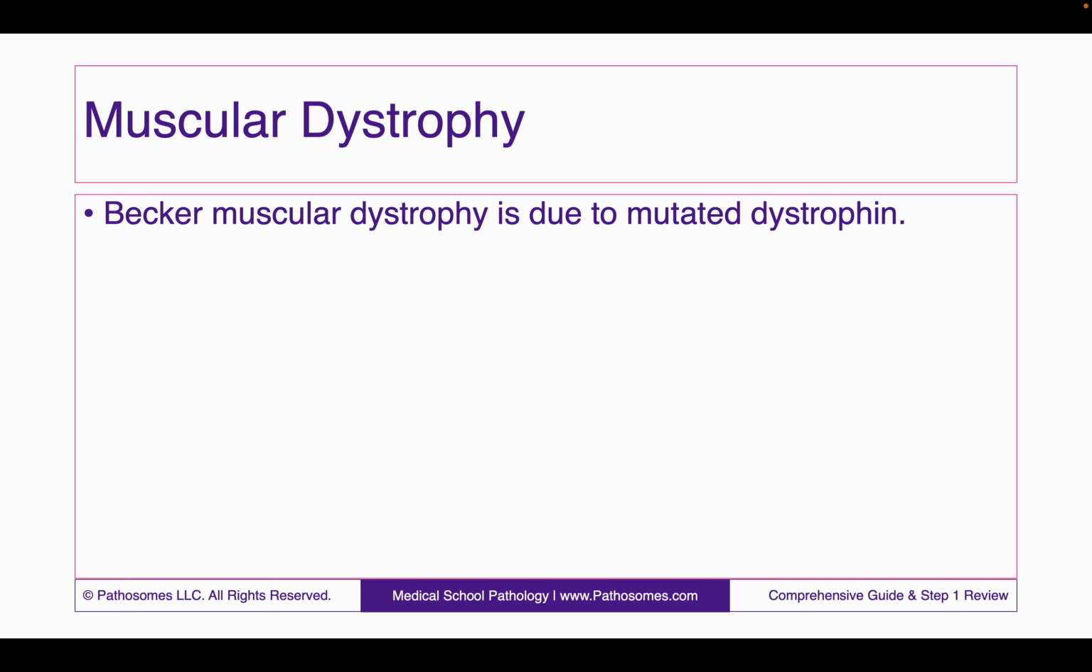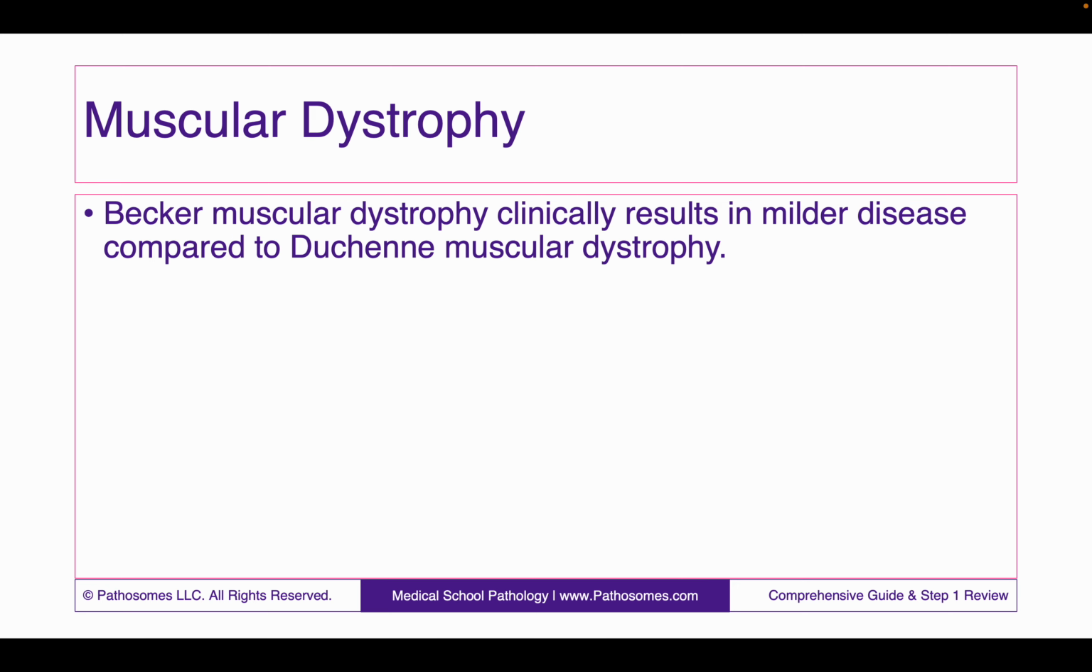Becker muscular dystrophy is due to mutated dystrophin. Becker muscular dystrophy clinically results in milder disease compared to Duchenne muscular dystrophy.